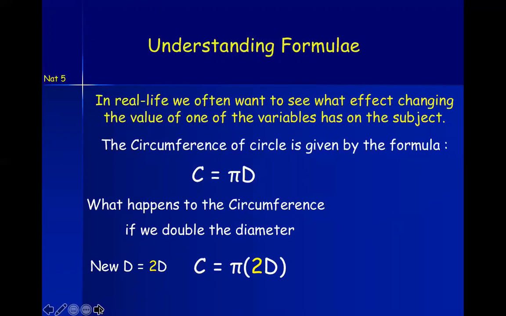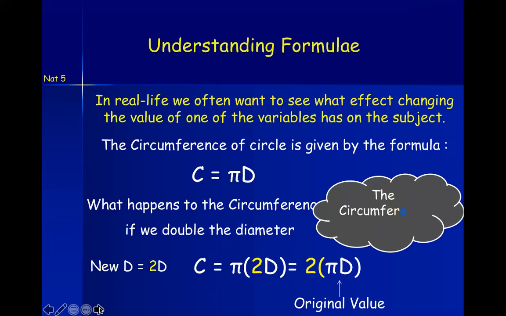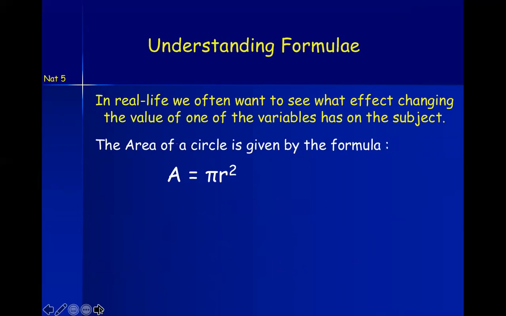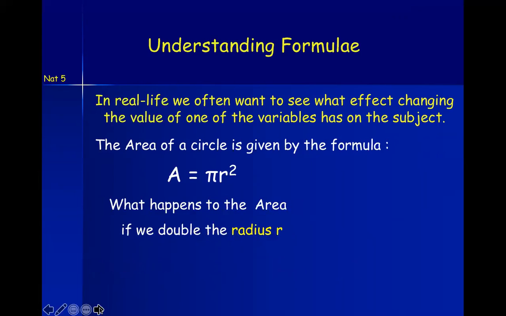Yeah, C equals pi. So you can put 2 outside and the circumference being pi D. By doubling the diameter, you double the circumference. It's just direct proportion, basically. So now, the area of a circle is given by this formula, pi r square. So what happened this time if we double the radius?